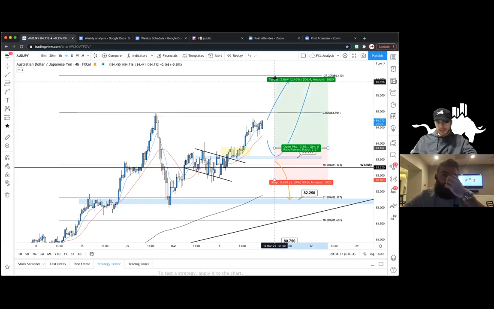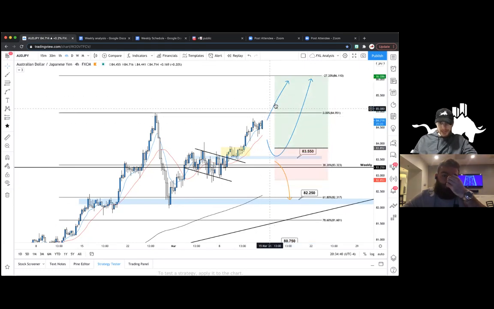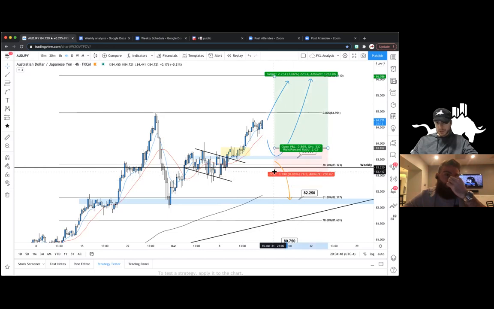It looked like this. But if this keeps rallying, I don't recommend buying it, guys. Your stop loss, there's no structure there. Your stop loss would be way too far away. It just wouldn't be the greatest potential trade. So this is a better option.